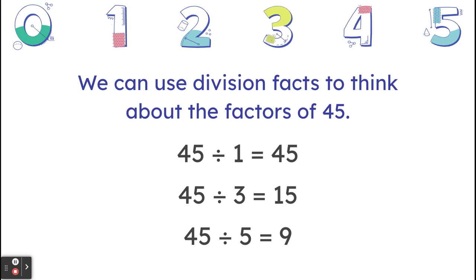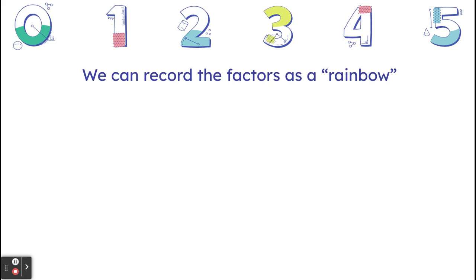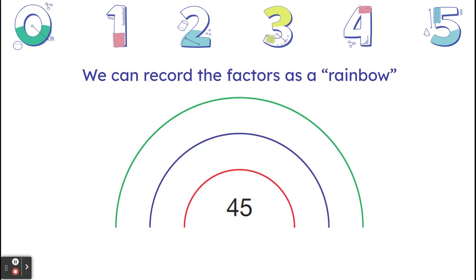Now let's look at how we can apply these division facts to a factor rainbow. So we can use these division facts to find the factors of 45, and we can record the factors as a rainbow. Here we go. So we have our factors 1 and 45. Multiply them together, we get 45. We also have 3 and 15. If we multiply those together, we also get 45. And 5 and 9, when we multiply those two numbers together, we also get 45.